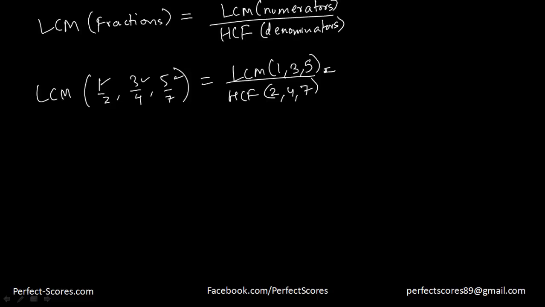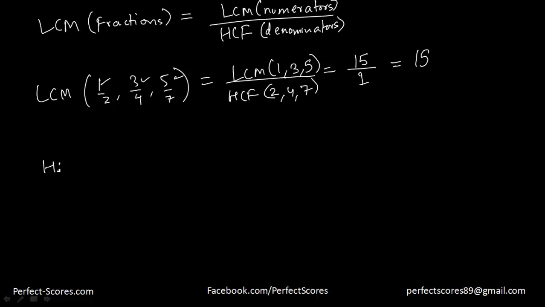The lowest common multiple of 1, 3, and 5 is simply 15, and the highest common factor of 2, 4, and 7 is 1, which means the lowest common multiple of all these numbers is equal to 15. If you divide 15 by any of these, you will actually get an integer.